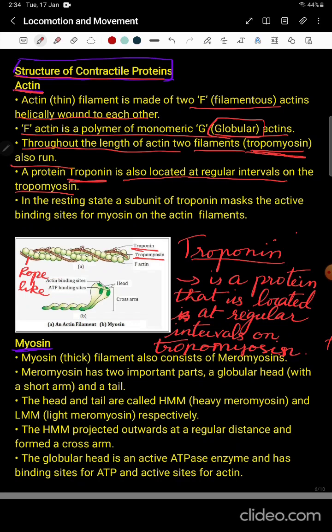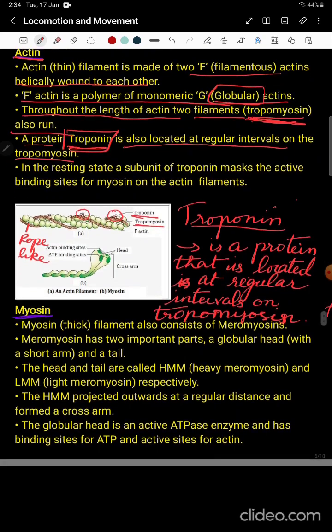Again I am repeating, what is tropomyosin? Throughout the length of actin, two filaments also run, that is the rope-like filament, which is called tropomyosin. A protein troponin is also located at regular intervals on the tropomyosin. See here, this is the troponin protein. Understood? Okay. So this is all about the structure of actin.